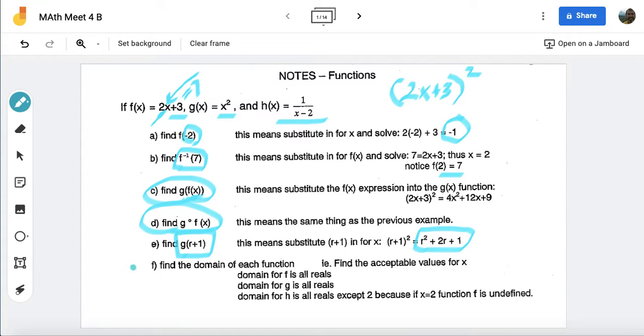Often you can be asked to find the domain of the function. So that means to find acceptable values for x. Domain of f, the domain for this is all reals. x could be any real number. Domain for this, x could be any real number. Domain for this, x could be anything except 2, because then it would create dividing by 0.